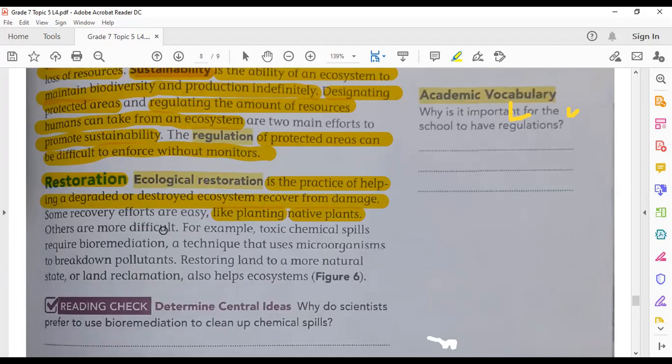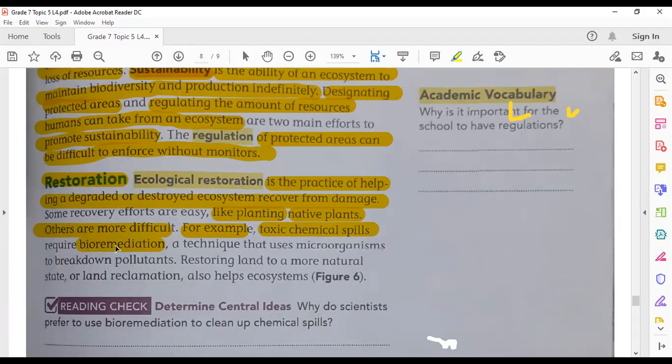Okay, fine. But unfortunately, some restoration efforts or practices are difficult. Some of them are easy, like planting trees, but some of them are difficult. For example, if we have toxic chemical spills in soil or in water, we can use something called bioremediation. Do you know the meaning of bioremediation?